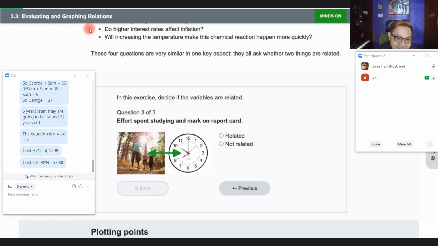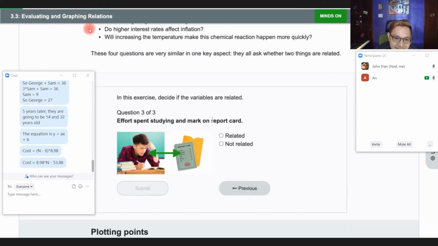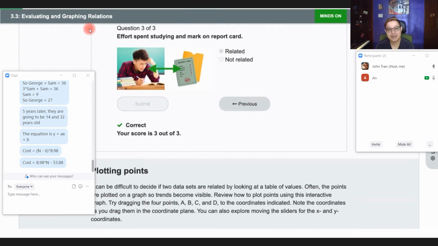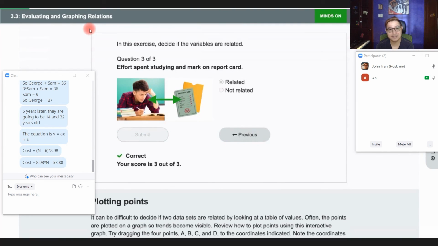Okay. Effort spent studying and marks on report card. Maybe. Yeah, this says pass, right? You know, a lot of people put a lot of effort in learning, but sometimes they don't learn, and their marks do badly sometimes. So related doesn't mean that it absolutely has to follow that way. Like usually the more you study, the better marks you get, right? It doesn't absolutely have to be that way, right? Yeah. Life, it's difficult sometimes. It's not easy.